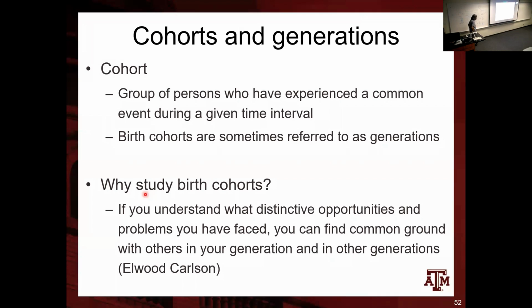Next topic, something that demographers always use: the terms cohorts and generations. A cohort is a group of people who have experienced a common event during a given time interval. So people who are born around the same time are a cohort based on time of birth. And these people, cohorts based on time of birth, are called generations.